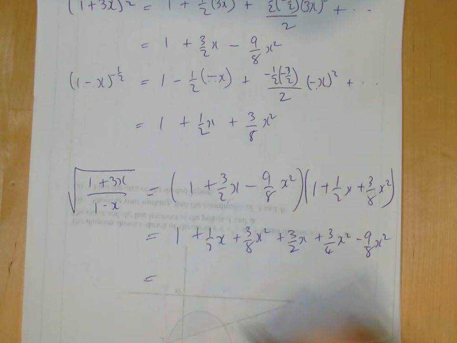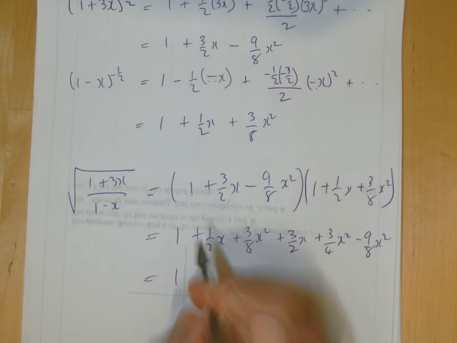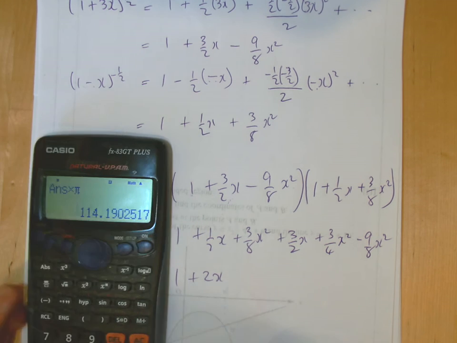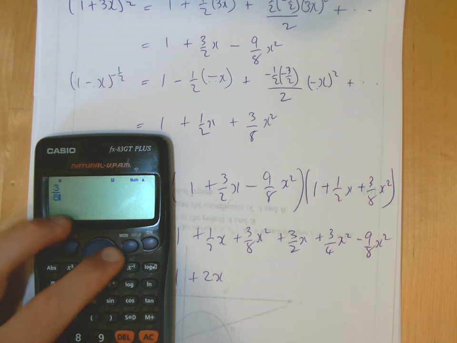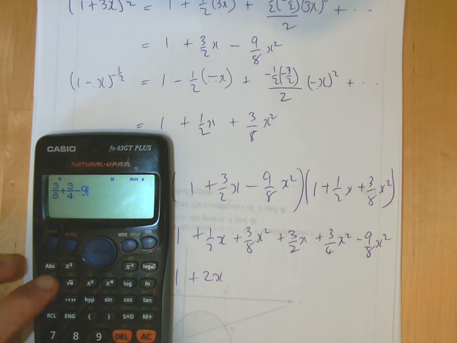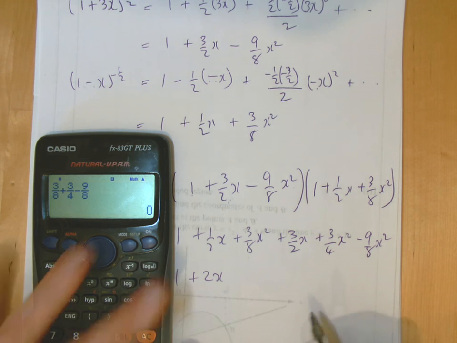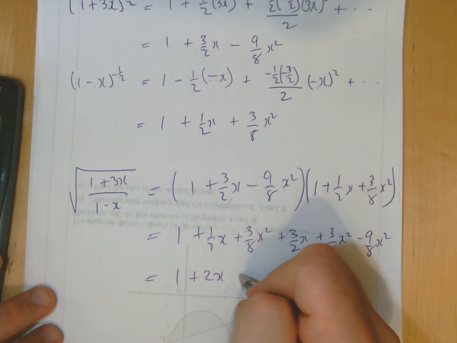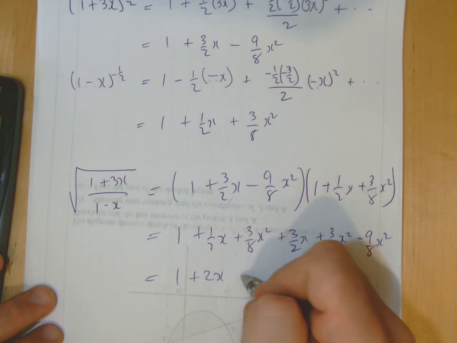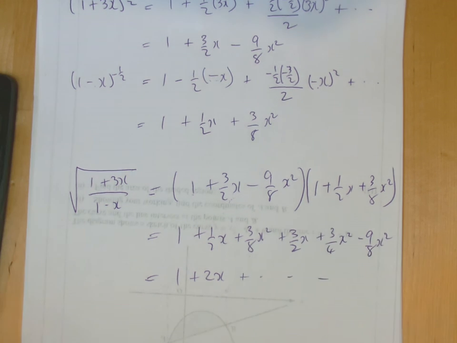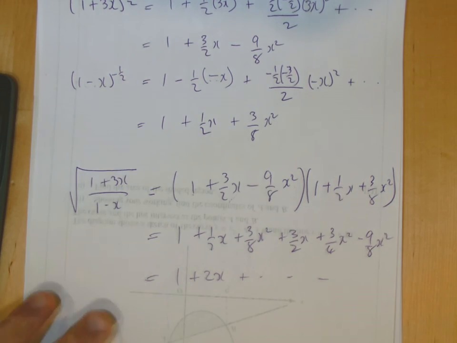Then simplifying it, I get 1, then half x plus a half x plus 3 over 2 x is just 2x. And then I'm pretty certain I remember this from before, 3 over 8 plus 3/4 minus 9/8 comes out as 0. So you've got 0 x squared, so it goes. It says up to x squared, so we've done up to x squared, and I'm not going to write 0 x squared there, so I'm done. It's 1 plus 2x. So it's a really nice answer.